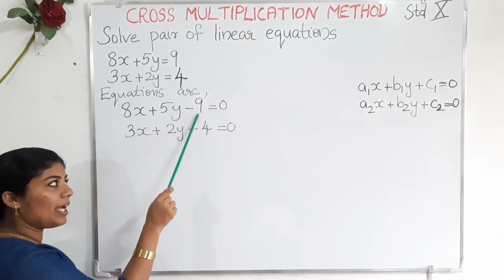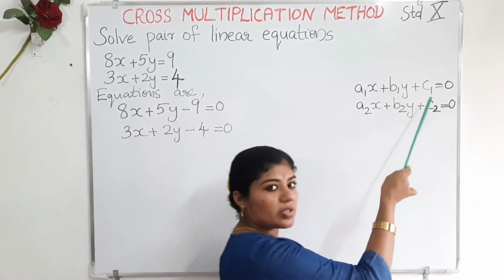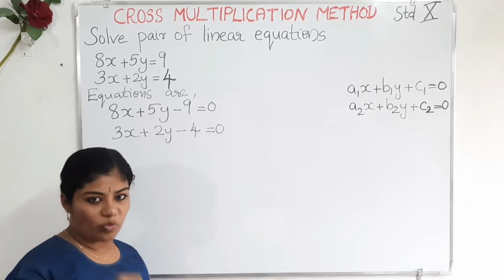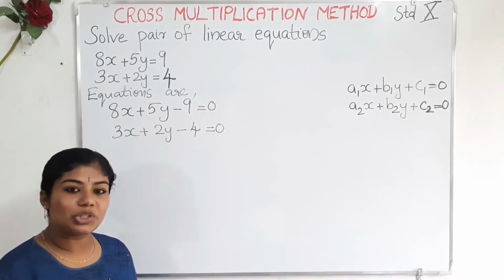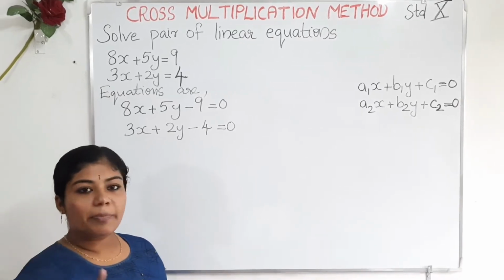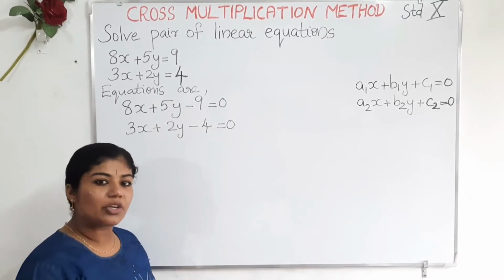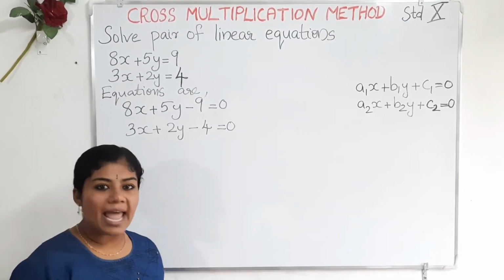Why do we change this to minus 9 and minus 4 and equal to 0 like that? Because we are comparing with our standard pair of linear equations. That was our step 1. So now we got this one. Now what are we going to do? Step 2. What did we write in step 2? X, y, 1 on the first row, and on the second row we write all the coefficients with their arrows.